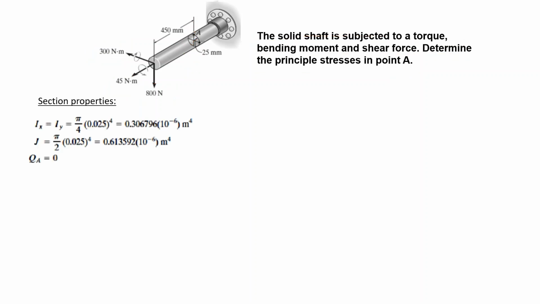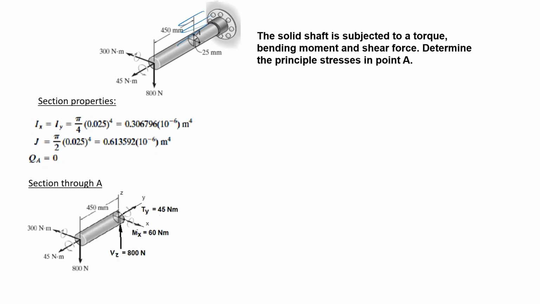First, we can calculate the section properties: the moment of inertia, the polar moment of inertia, and the Q value for the shear, but we will come to these values later when we use them. So let's cut through our critical section. This is my section, and in this section the axes are X, Y, and Z.